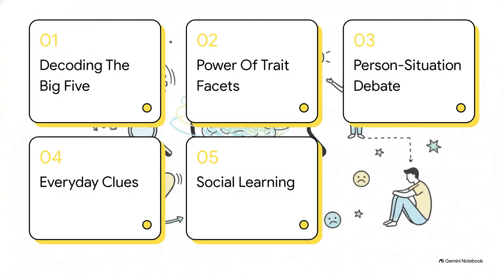Here's our roadmap for today. We'll be decoding the Big Five, looking at the power of trait facets, exploring the famous person-situation debate, uncovering everyday clues to your personality, and finally, seeing what happens when traits meet social learning.